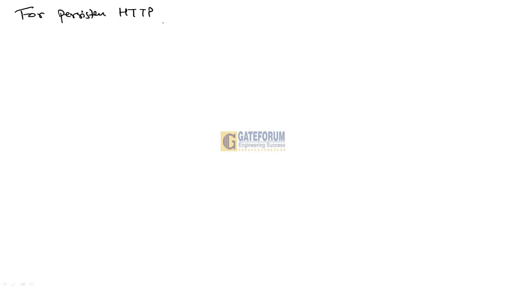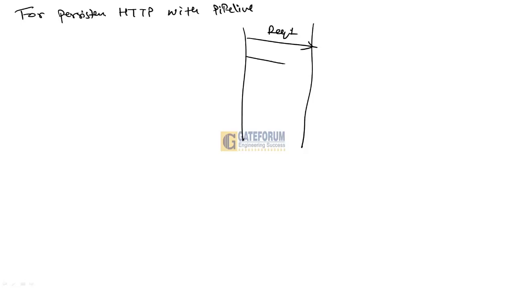The second is HTTP with pipelining. So what is the meaning of pipelining? Pipelining means that a new HTTP request could be sent to the server without receiving the acknowledgement of the previous request. So we can send the new request without receiving the acknowledgement of the previous request. Let's see here. Suppose there is a client and server. There is a request 1. Then we can send another request also without receiving the first acknowledgement. Then we receive acknowledgement 1, and then we receive acknowledgement 2.